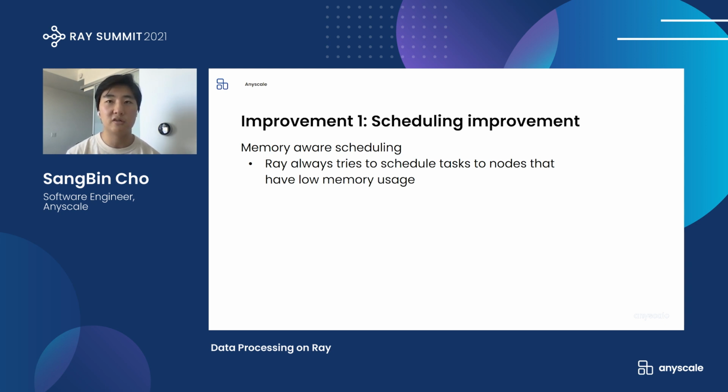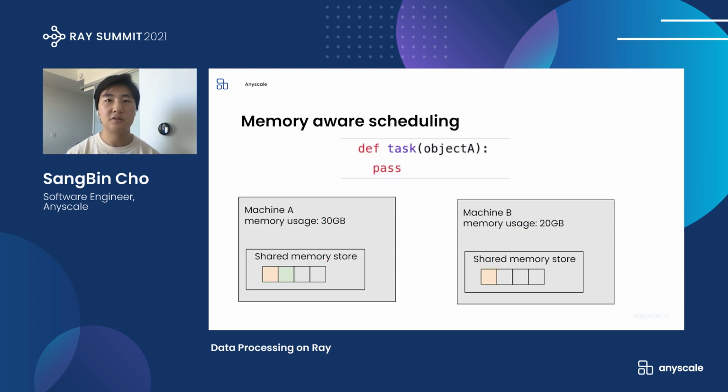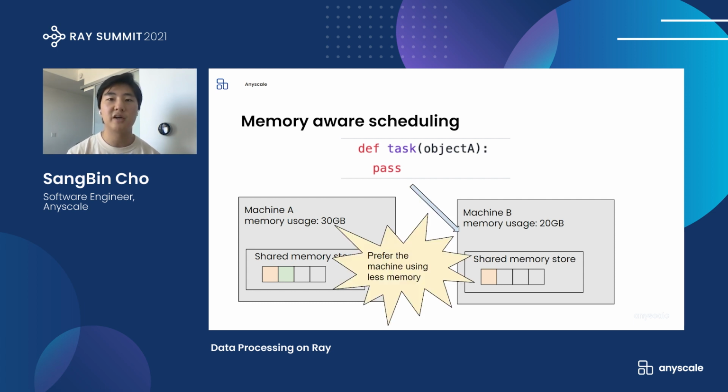Another improvement we've made is called memory-aware scheduling. Ray always tries to schedule tasks to nodes that have low memory usage. So let's imagine this kind of scenario. You have machine A and machine B, and machine A uses more memory than machine B. So in this case, we always try to prefer machine B. The real algorithm is a little bit more complicated than this, but this task is respecting the locality information and also trying to be scheduled on the machine that has low memory usage, so you can actually distribute the tasks properly in the cluster.